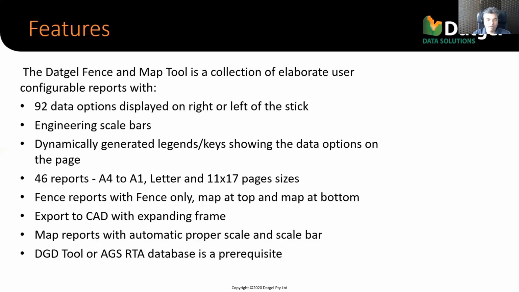But one of the big important things to keep in mind is you need to be using one of 2 database structures to use the Fence Map Tool, because it expects the data in a certain location, like certain field names and table names. It's not that it's impossible for you to translate the reports into some other data structure, but it could take some time to do that. It's probably not worth the effort. At this point, it's the DGD tool data structure and the AGS RTA database structure. And actually, you can only get the AGS RTA database structure today by buying the DGD tool. And the DGD tool is much better. I don't really think you should be using the old structure anymore.